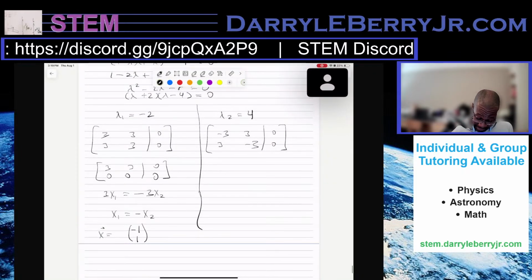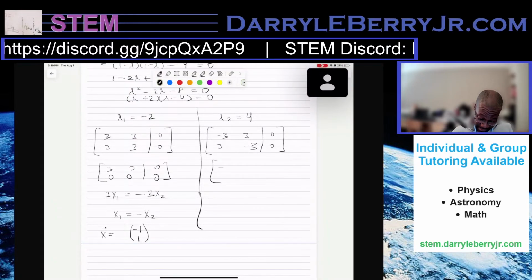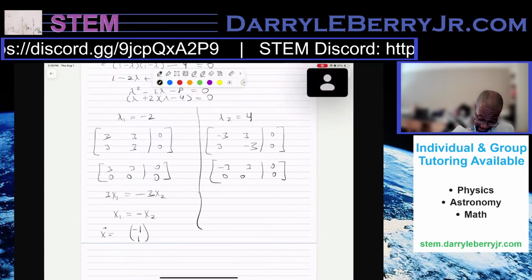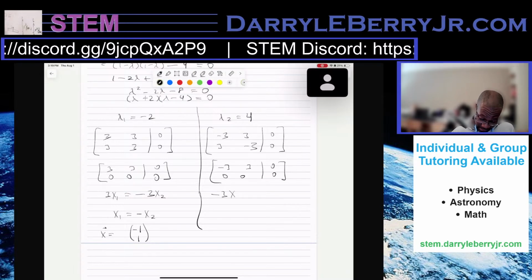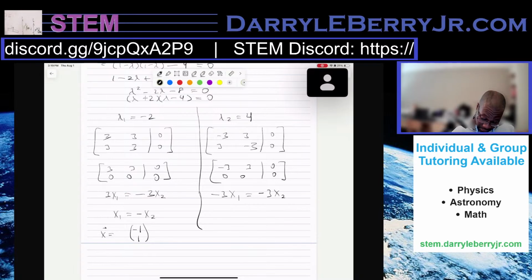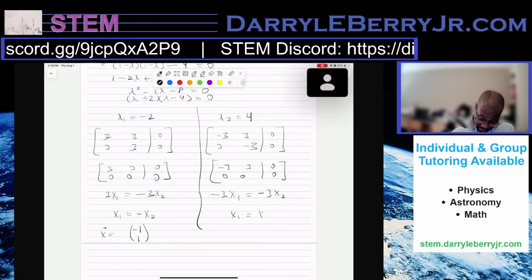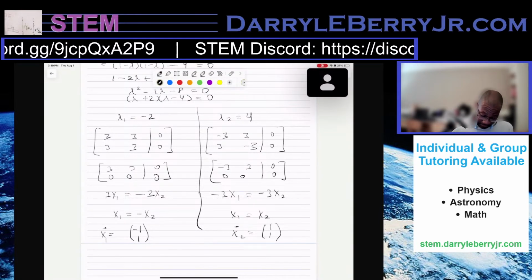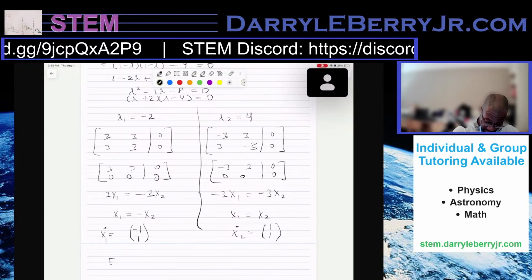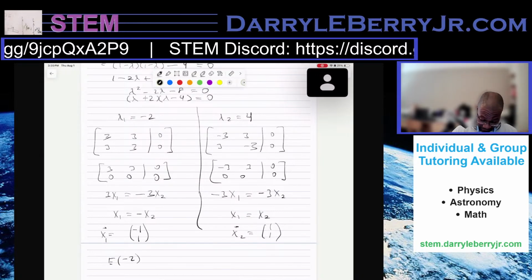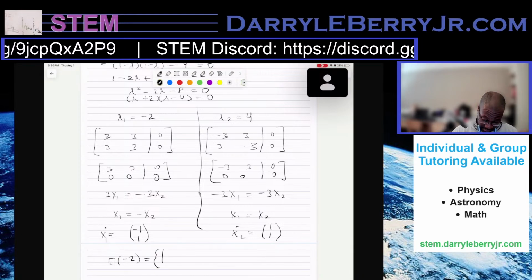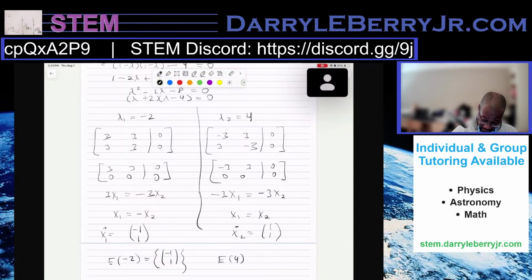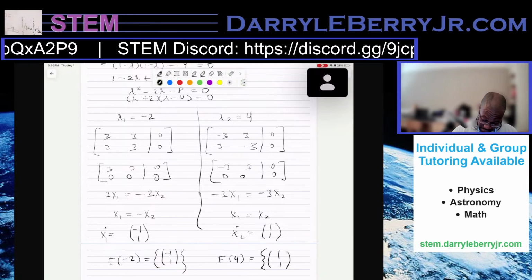Then we can do the same thing here and zero out a row by adding them together this time. So it'd be 3, negative 3. So now we have negative 3x1 equals negative 3x2. So x1 equals x2, so x2 equals 1, and x is 1, 1. So to put it all nice and pretty, this eigenspace for negative 2 is spanned by negative 1, 1. And this eigenspace for 4 is spanned by 1, 1.